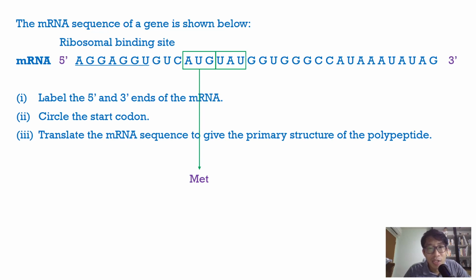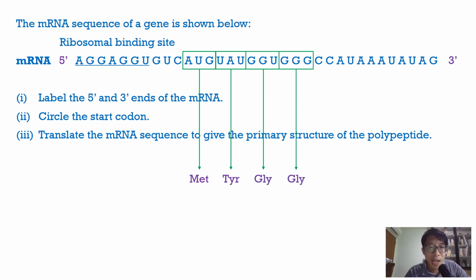So the next codon is UAU, which codes for tyrosine, then GGU, which codes for glycine, GGG, which codes for glycine again. We call this degeneracy of the genetic code. CCA, which codes for proline, and UAA as a stop codon. So not really a long polypeptide, a short peptide containing 5 amino acids is synthesized from this hypothetical mRNA.